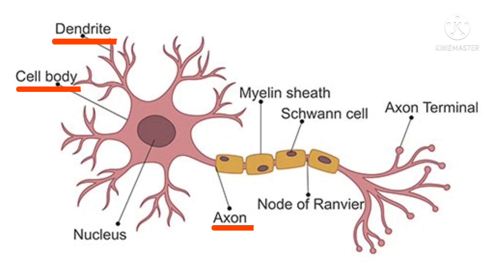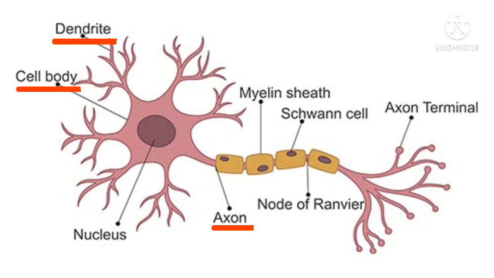So once again we can see the structure of a neuron. Neuron consists of three parts. What are they? They are cyton, dendrites and axon. The first one, cyton. Cyton is also called cell body or perikaryon.